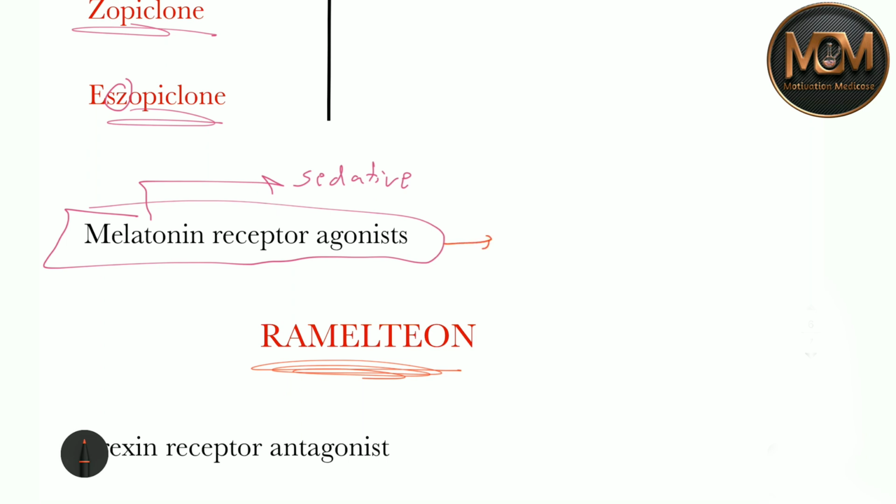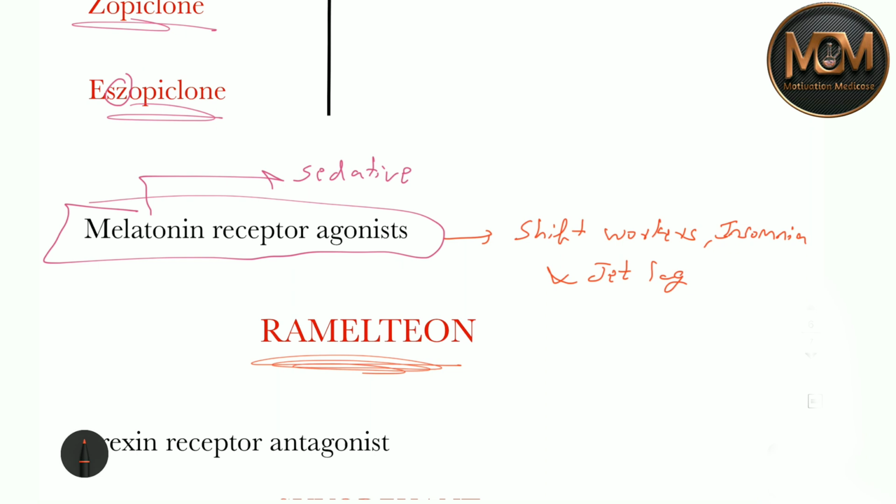We can give them to shift workers, meaning people who work at night and want to sleep in the morning or daytime. Or in patients with insomnia, who are not able to sleep, or in case of jet lag. Jet lag means a person traveling from India to America or any other country where the time difference is large. To maintain their sleep day-night cycle, these drugs are given. That is the melatonin receptor agonist, and the name is ramelteon.